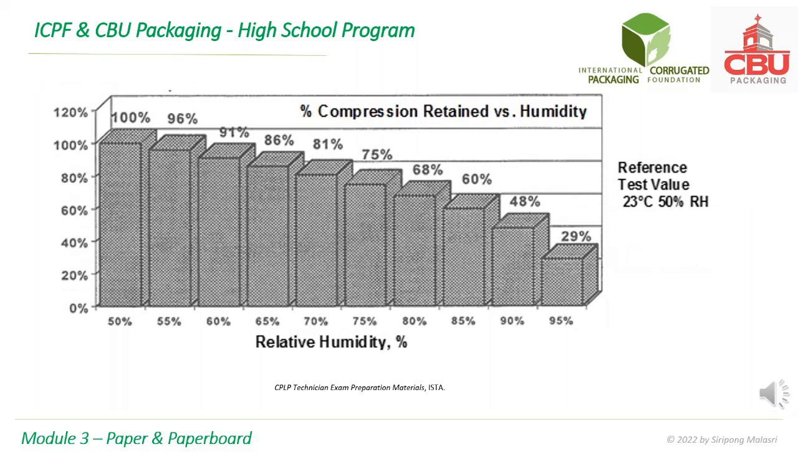This graph shows the effect of relative humidity on compression strength of corrugated boxes. The standard test environment is at 50% relative humidity. Thus, the strength at 50% RH is considered 100%. At 85% RH, the strength retained is only 60% of the strength at 50% RH. A drop of 40% is significant.